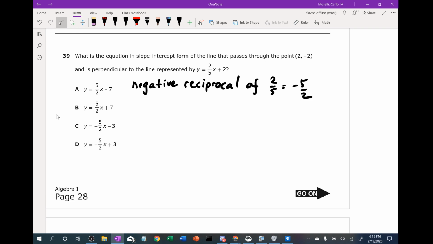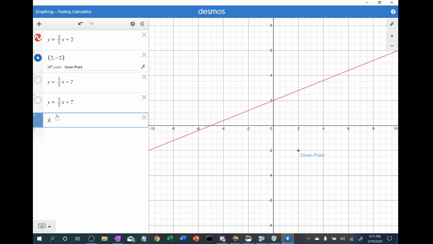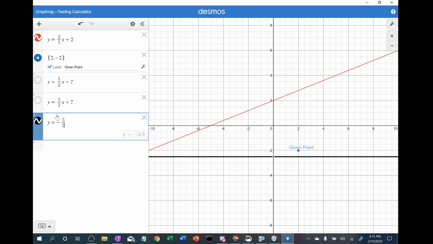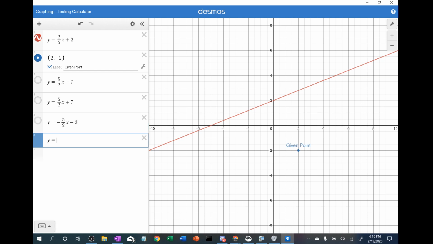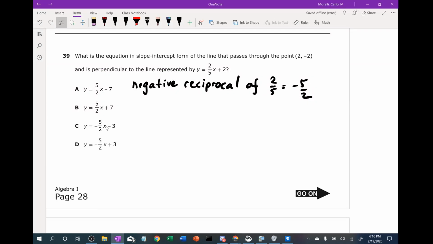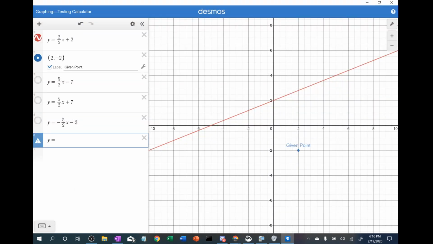Next, we'll try y equals -5/2 x minus 3. Okay, so that's perpendicular. But the problem, ladies and gentlemen, is that it does not pass through the given point. So, I mean, by process of elimination, you already know what the answer is, but let's go ahead and type it in. Y equals -5/2 x plus 3.